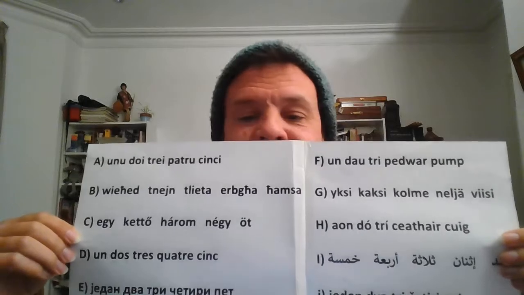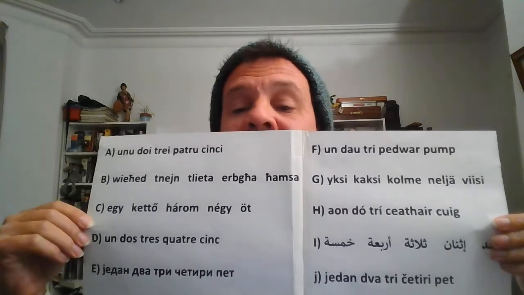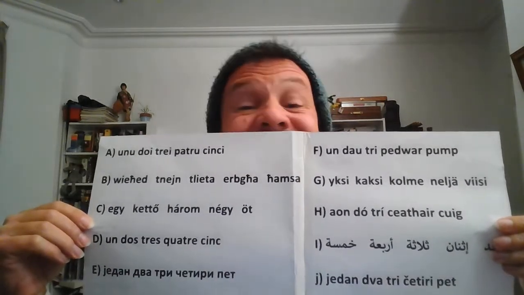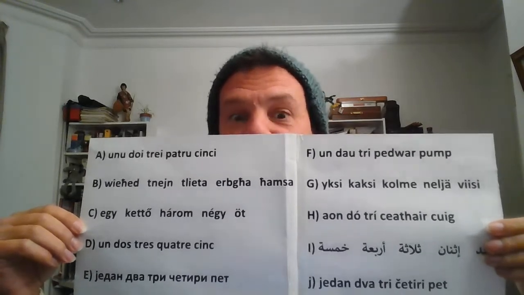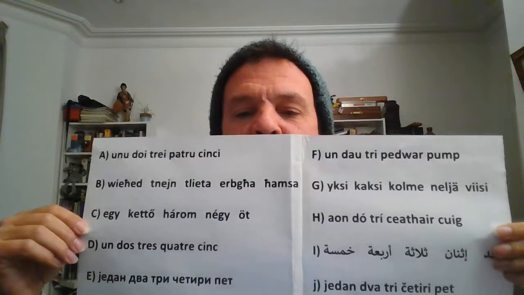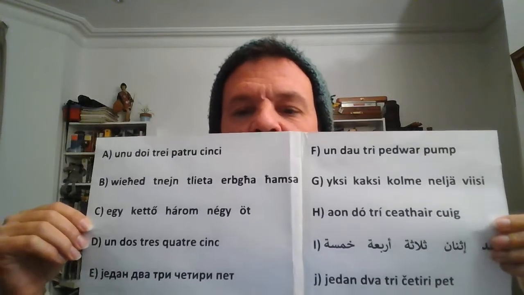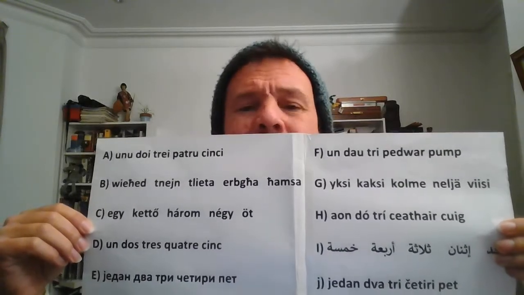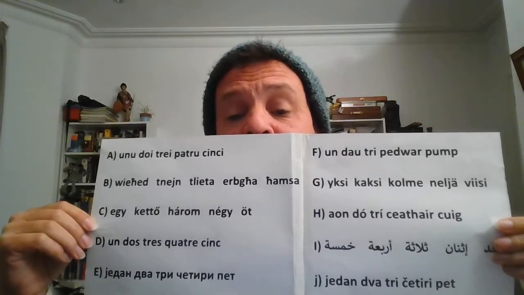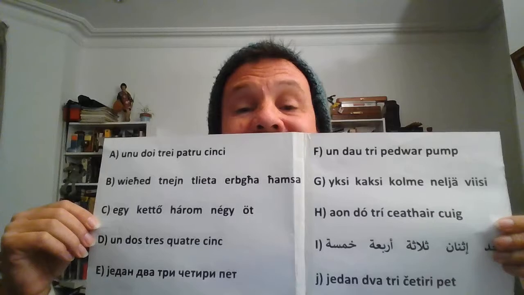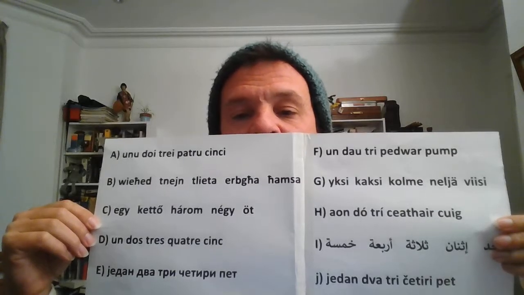I have no clue. Un, dos, tres, cuatre, I think, is not Spanish. It's Catalan. It would be cinco, I think, in Spanish, and quattro rather than quatre. Jeden, dva, tri, čtyři, pit is Serbian at the bottom there, E.